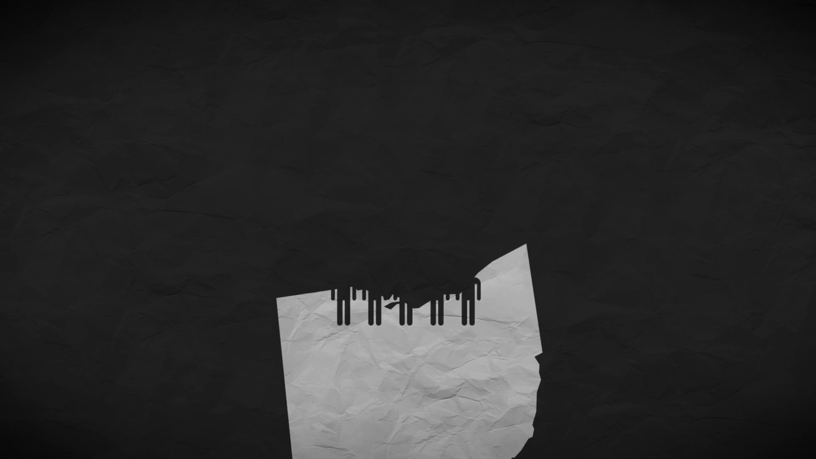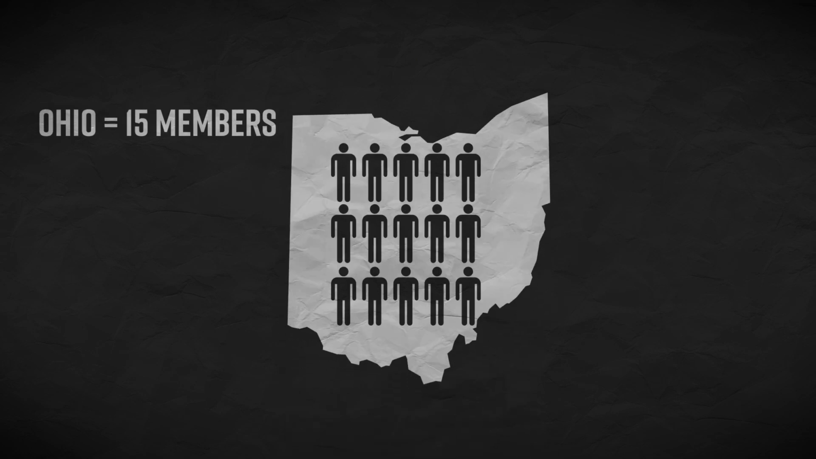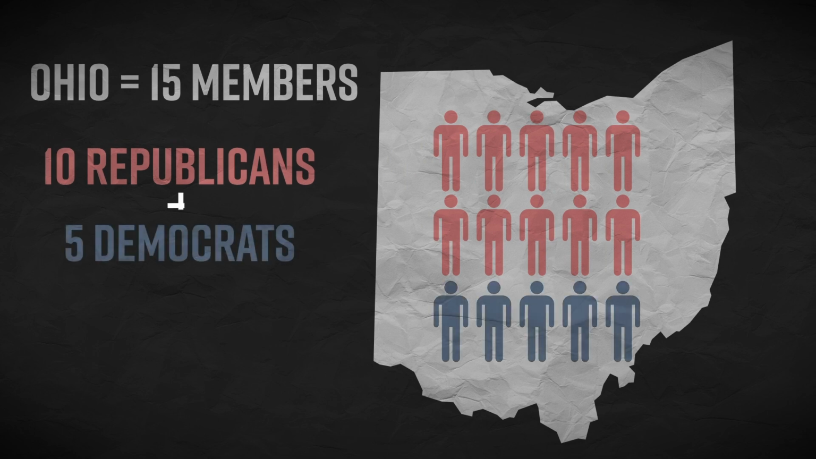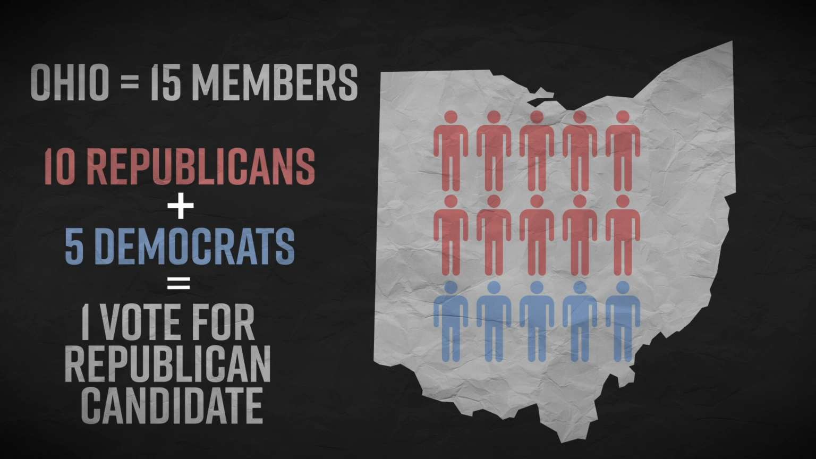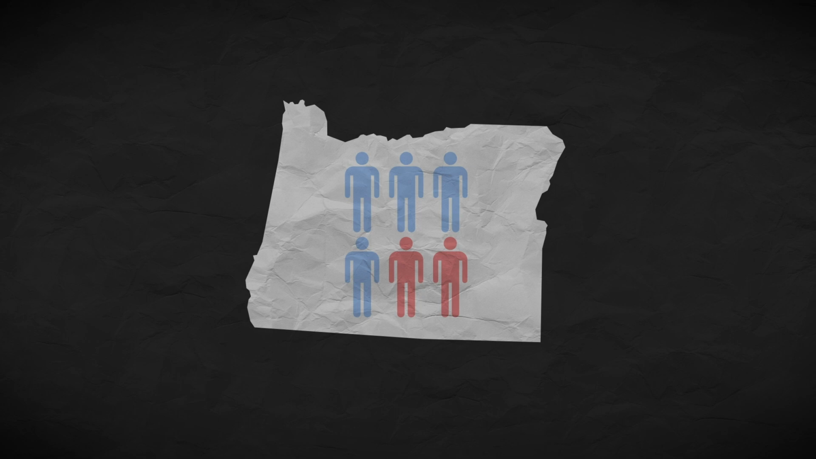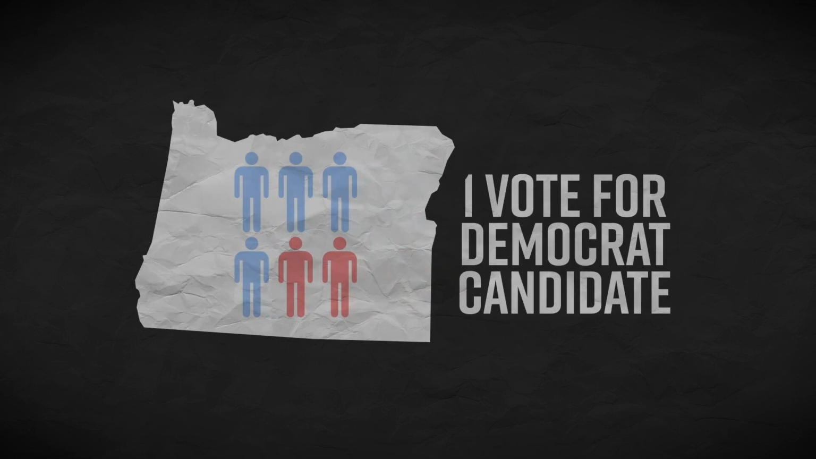For example, there are 15 House members from Ohio, so let's say 10 of those members are Republicans and 5 are Democrats, and they vote for president along party lines. This means that the Ohio delegation will be one vote for the Republican candidate. Let's say a state like Oregon has more Democrat members of Congress than Republicans, and let's assume that the members of the House of Representatives vote along party lines. Then Oregon will be worth one vote for the Democrat candidate.